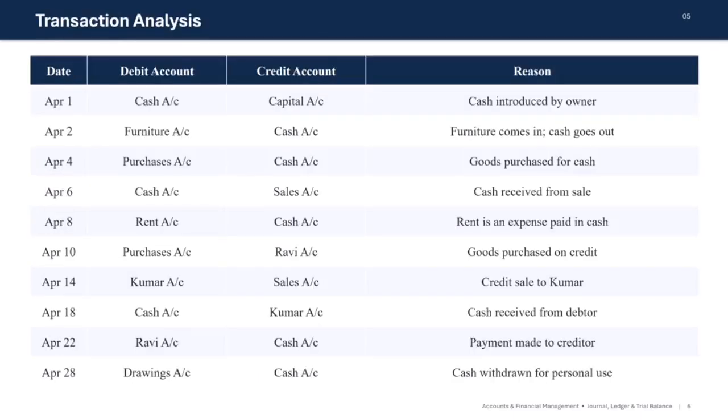In this slide, we analyze each transaction. For every transaction, we identify which account should be debited and which account should be credited. We also write the reason for selecting those accounts. This analysis helps us prepare the journal entries correctly.